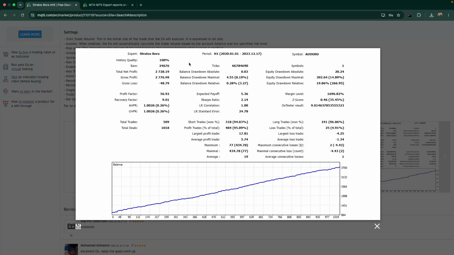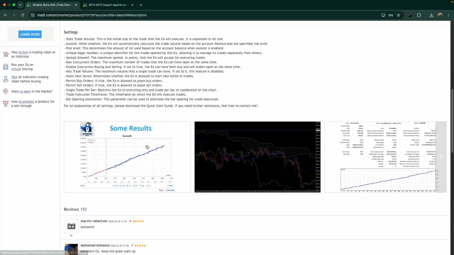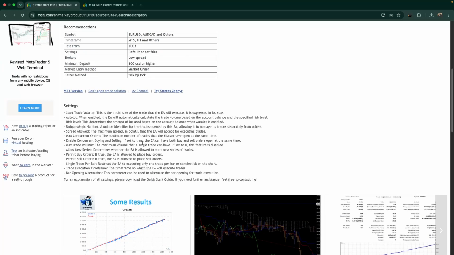This is on AUDUSD on the 1 hour time frame over the span of 3 years, and we can see a win rate of 95%, total net profit of $2,728. It's quite impressive. We have a profit factor of 56.92 out of 509 trades taken. So they show some very impressive results here.